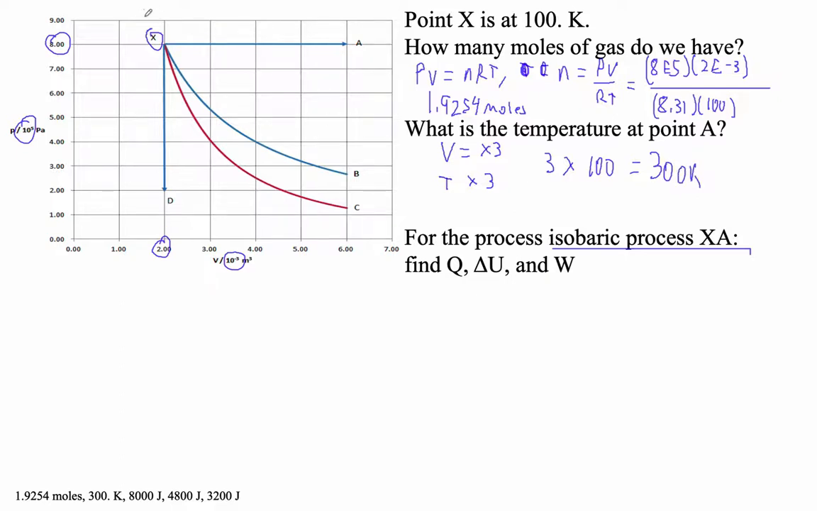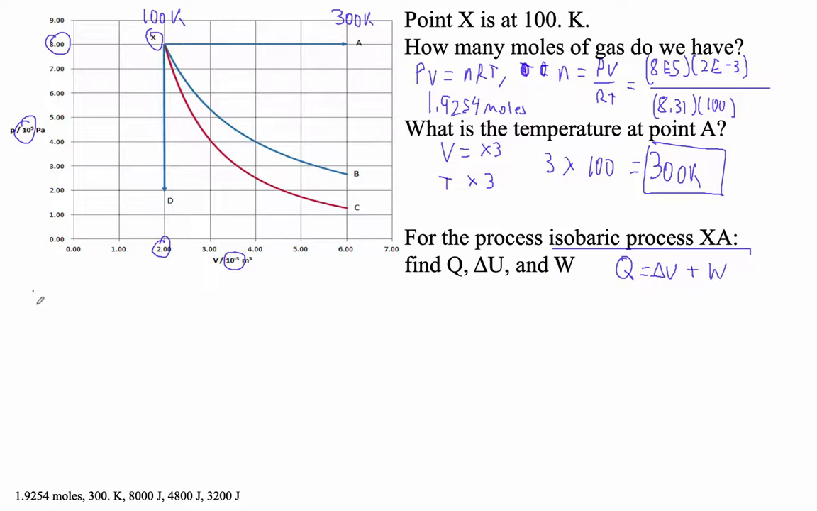So if I write this down, this is 100 kelvins. And then if we go 1 times 2 times 3, right, that's going to be 300 kelvins, right? Okay, so that's our temperature. And then for that isobaric process, let's find Q, delta U, and W. Now remember that Q is equal to delta U plus W. So we're not going to find Q first. We're going to find these guys first and then add them up to get this, right?